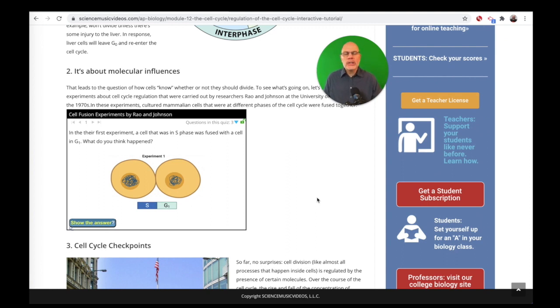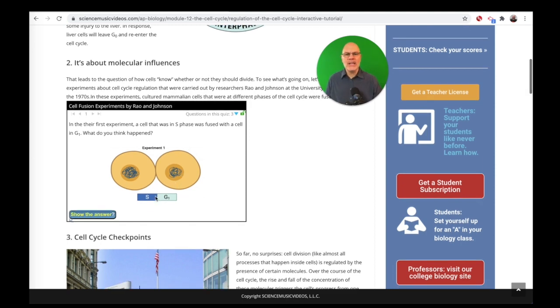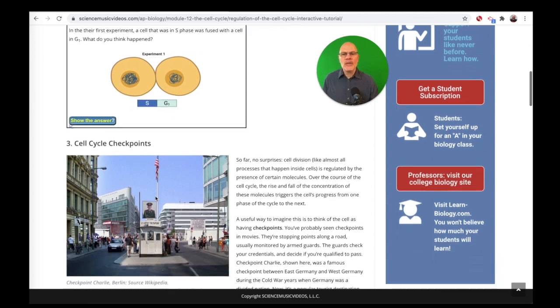The tutorial takes students through, just very briefly, some of the experiments that were done in the 1970s, where scientists learned for the first time that there are molecules that are actually controlling the process, that are inducing cells to move along. So for example, here you have a cell in S phase that was fused with a cell that was in G1. And what happened? Molecules from the S phase cell induced this G1 cell to enter into S, even though it might not have been ready. And this is the kind of interaction that's all over Science Music Videos.